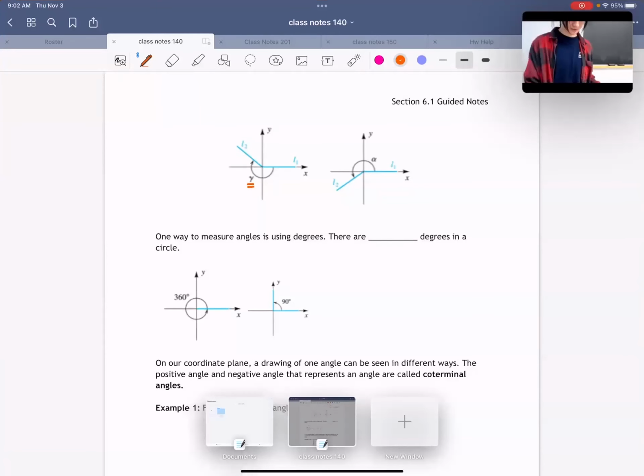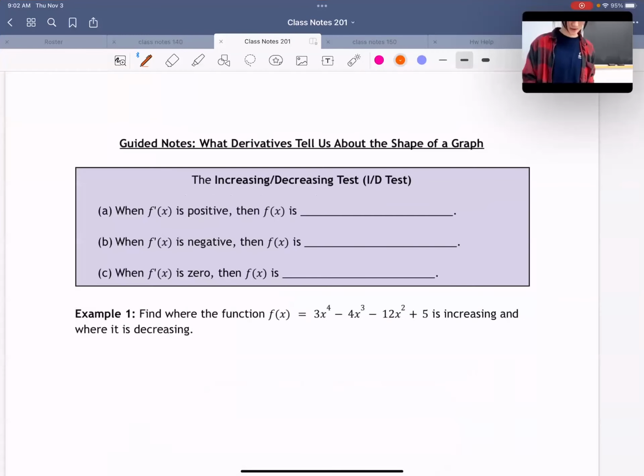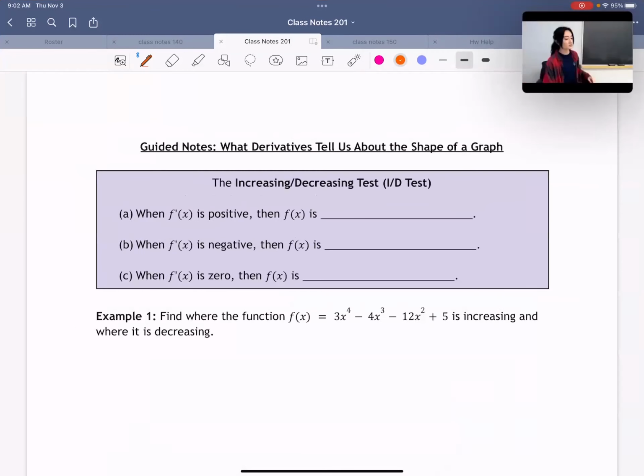All right, and we're gonna start this section on what derivatives tell us about the shape of the graph.